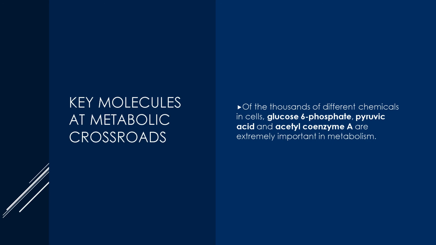Even though there are thousands of different chemicals in cells, there are 3 molecules that play really pivotal roles in metabolism. So these are glucose 6-phosphate, pyruvic acid, and acetyl coenzyme A. So we kind of say that these molecules stand at metabolic crossroads. So these are really, really important molecules. Also, as I'll talk about a little bit shortly, the reactions that occur or don't occur, these metabolic reactions, really also depend on the nutritional activity status of the individual.